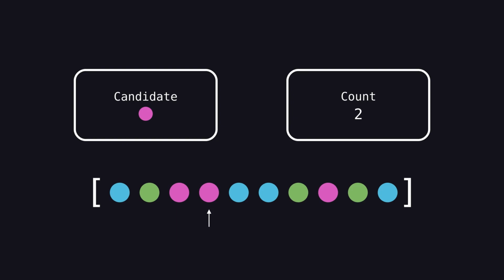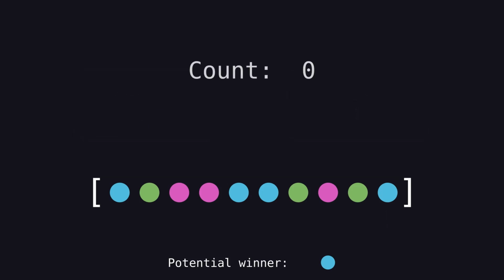In this array, no one has the majority, but if we run through the algorithm, when we reach the end of the array, there will be someone in the candidate variable, blue in this case, so we need to count their votes and double check that they really do have the majority.